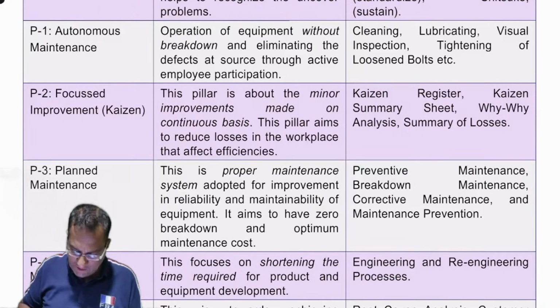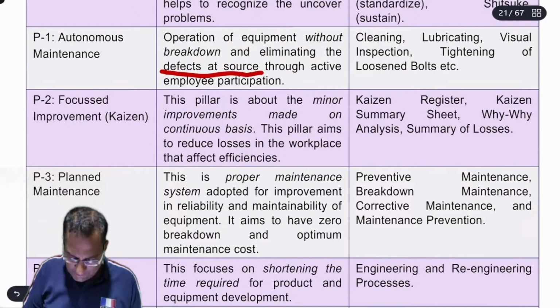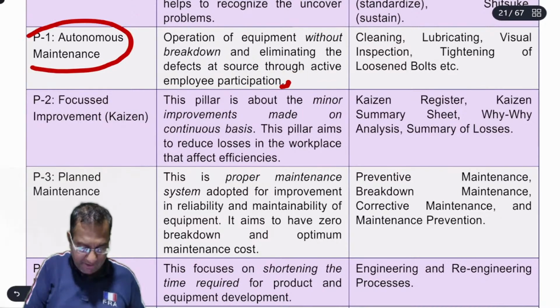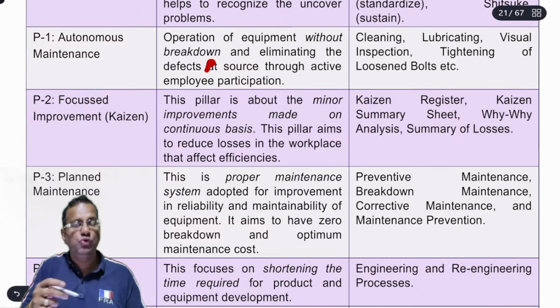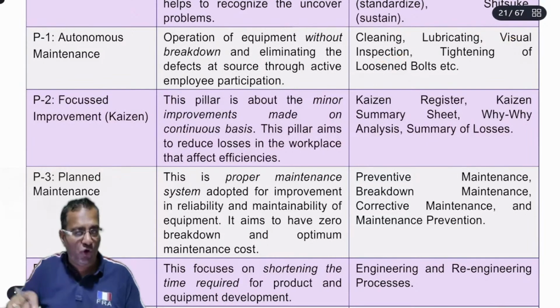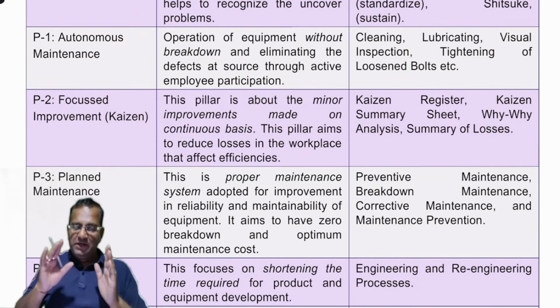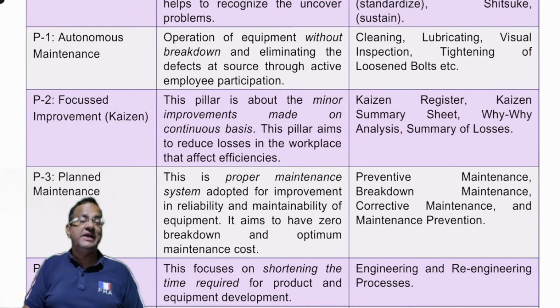Okay, देखिए क्या मतलब है इसका यहाँ पे: operation of equipment without breakdown and eliminating the defect at source through active employee participation. In this particular maintenance, no dedicated technical team will be there. The employee who is the operator of the machine has a duty to do the routine maintenance such as cleaning, lubricating, visual inspection for any fault in the machine, tightening of loosened bolts, etc. So that the technical maintenance team can be dedicated to the areas where they are needed the most.